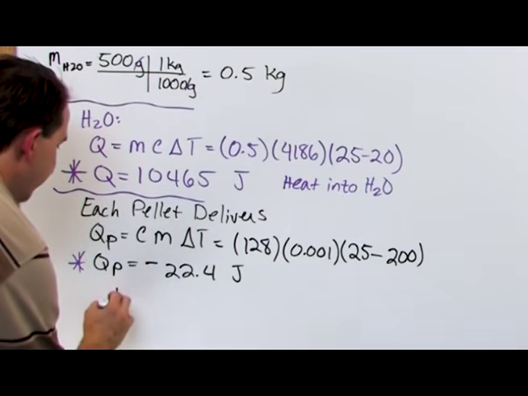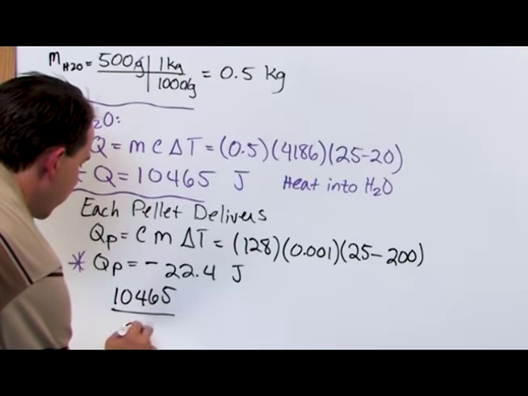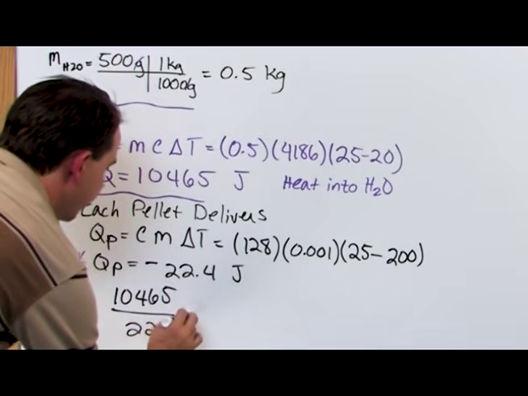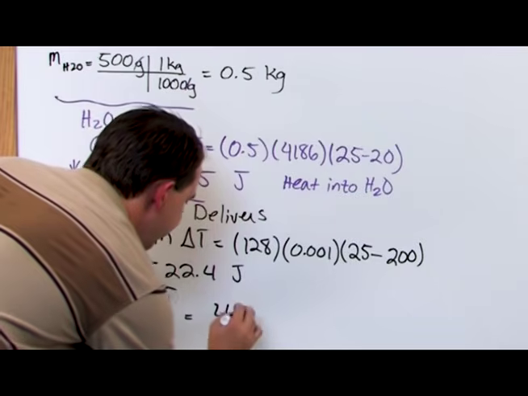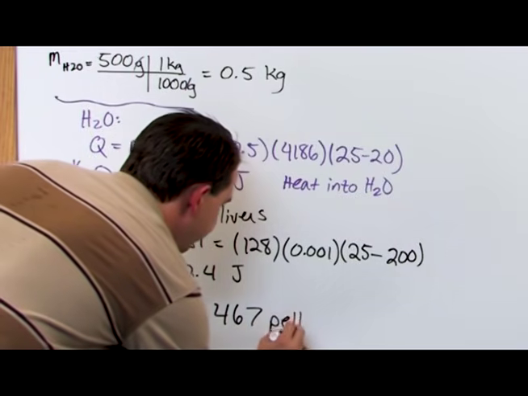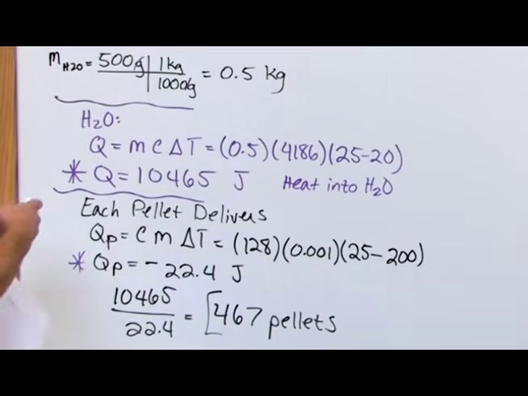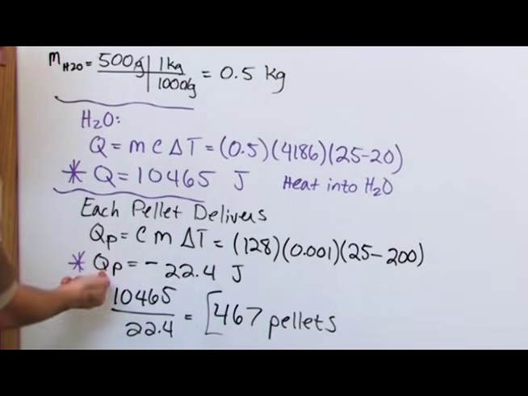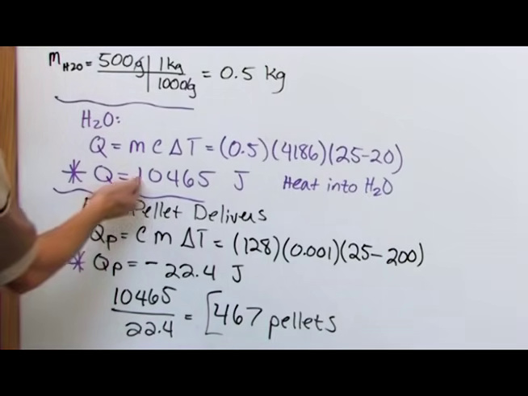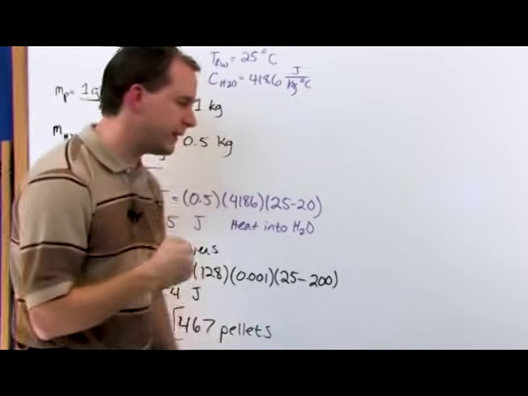So when you divide those two, 10,465 divided by 22.4, that's the amount of heat per pellet, you'll get 467 pellets. So it's going to take 467 pellets to actually do this, and we're assuming that we're throwing these pellets in almost instantaneously. So you see, this is another example where the Q was negative on one side and positive on the other, but we had to use our knowledge of the physics of what was going on to know what to do with that material.